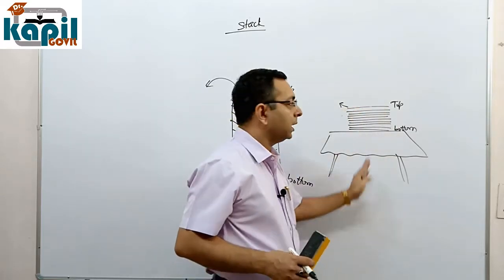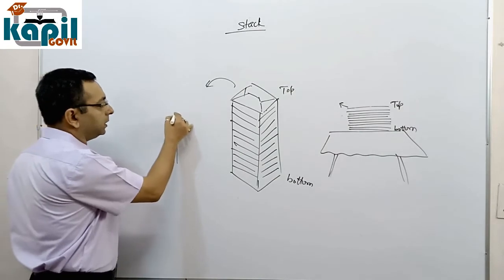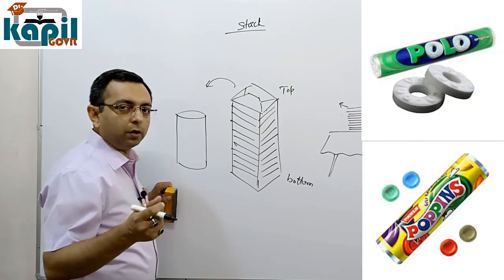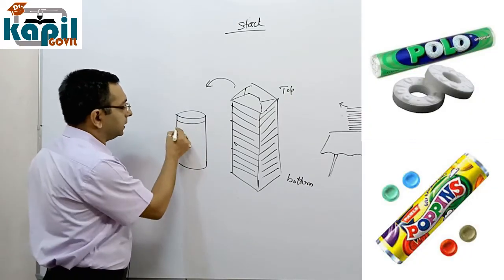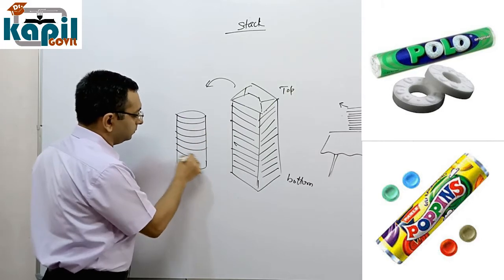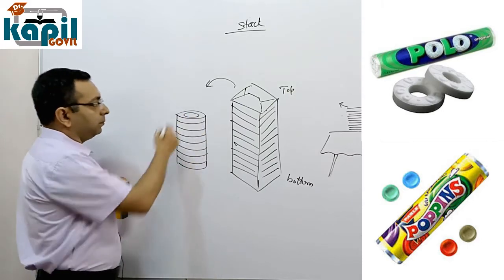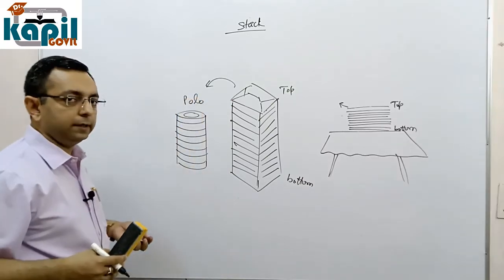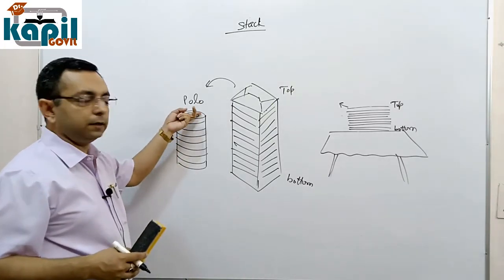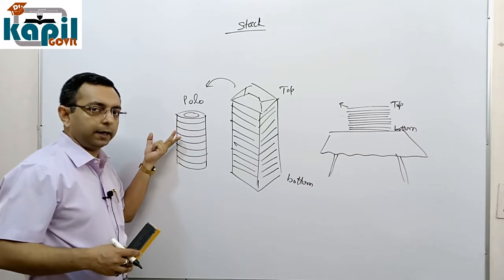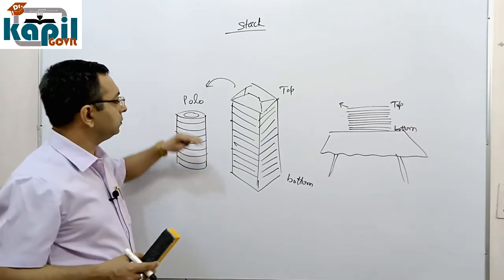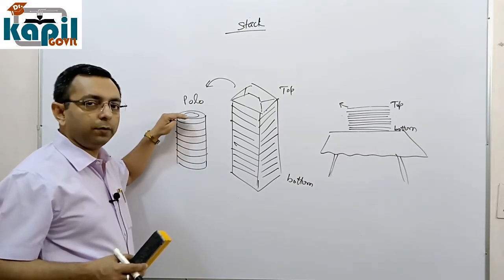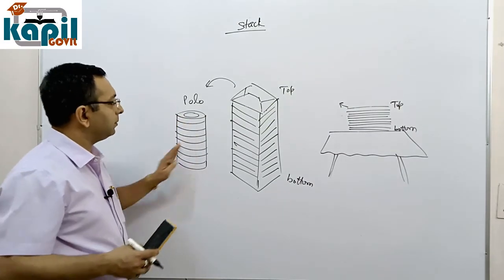Example number 2. And third, I hope you have heard about candies like Polo or Poppins. I'm sure that you have heard about these candies. You open from this end and you take one or two or three candies, whatever you want. And if you are not interested in taking the second or third candy, then you insert it back from the same end. This is example number 3.